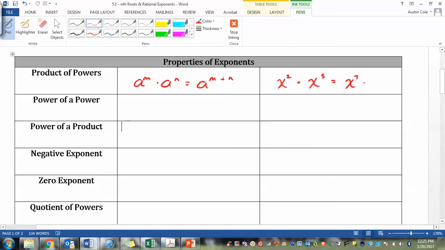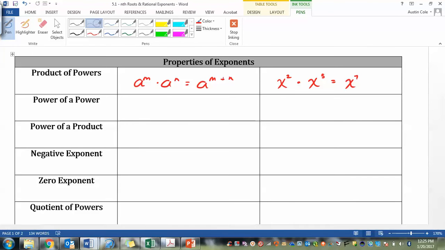All right, so if you're multiplying things that have the same base, they both need to be x's. Here, x is our base. Guys, when I say base, I'm referring to our big number. We're going to add our exponents. Any questions there?